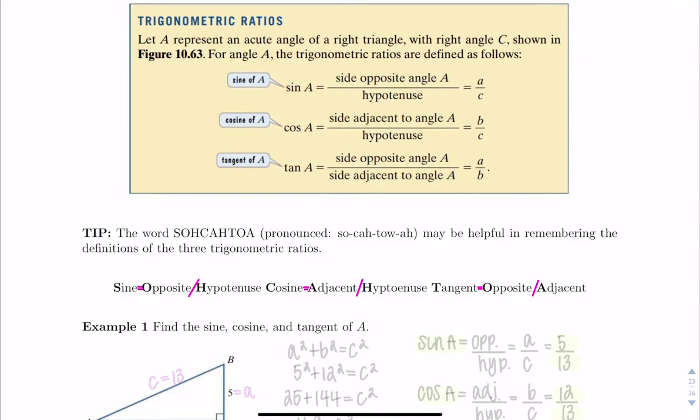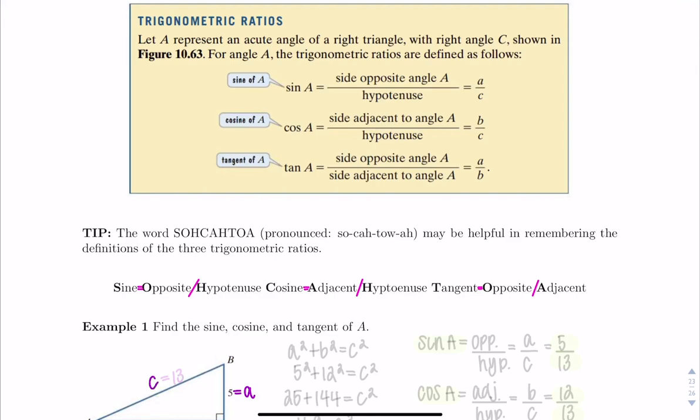So find the sine, cosine, and tangent of A. So we have 5 and 12. Now remember, the side that's opposite the angle is what letter it represents. So this 5 is side a, and 12 is side b, and we need to find c.